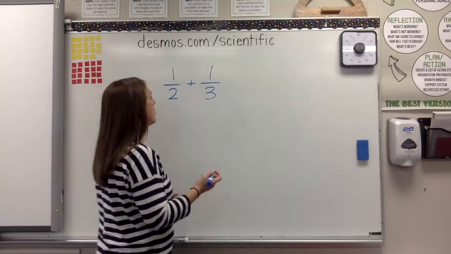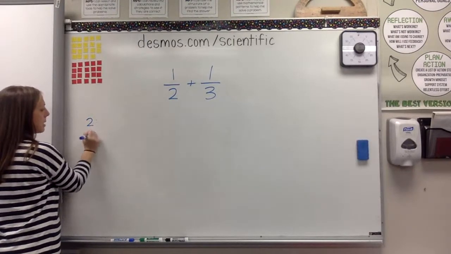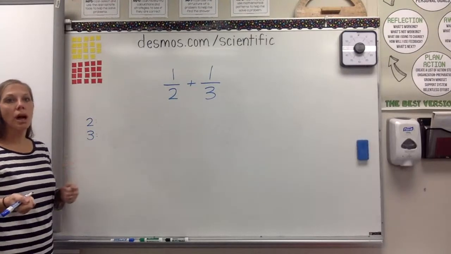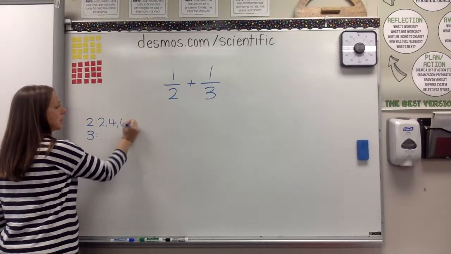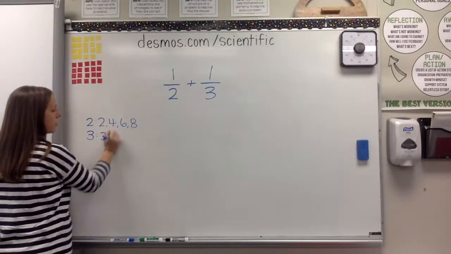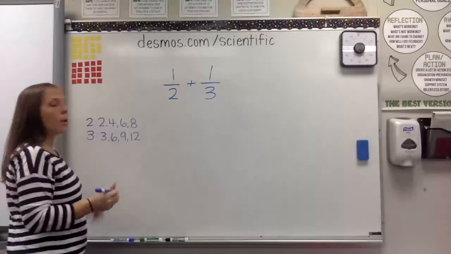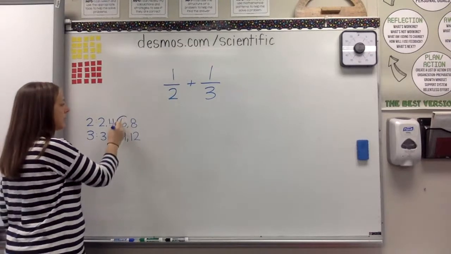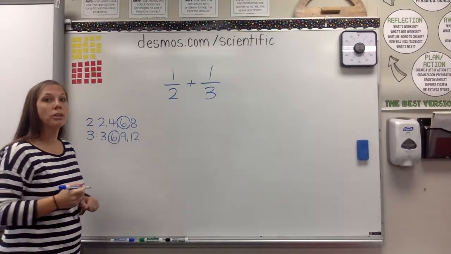The other thing I can do is come over here off to the side a little bit, and skip count by each of my denominators. This is going to give me the multiples of each denominator. So when I skip count by 2, I have 2, 4, 6, 8, and I could keep going. When I skip count by 3, I have 3, 6, 9, 12. I could also keep going. When I look, I want to find the smallest number that appears on both lists. In this case, 6 is on this list and this list, so 6 is the denominator I'm going to use.